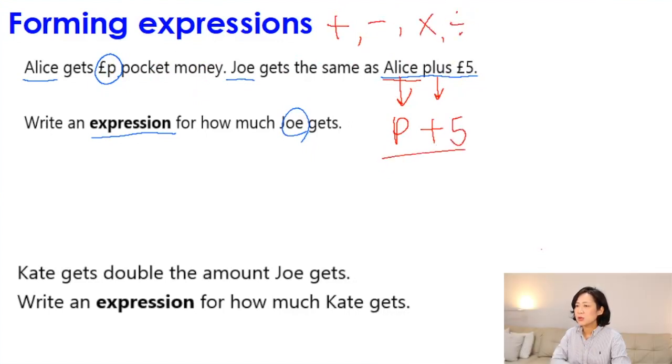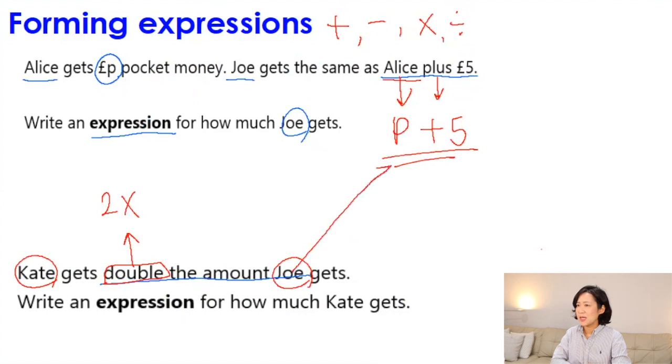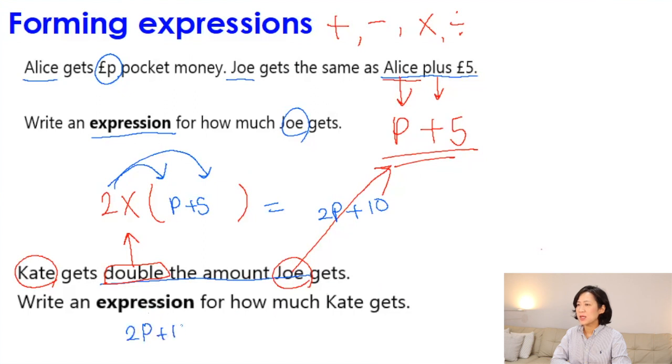Now, let's write down the expression for Kate's money. She's got double the amount. Double, as you can see, is 2 times, right? Double the amount of Joe, that's P plus 5. But make sure you must have a bracket. So let's put the P plus 5. Then what we need to do is expand the bracket. So 2P plus 10 is the expression for Kate.